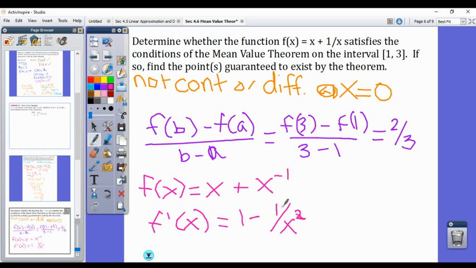Okay. So the negative 1 is going to come down, and then I'm going to subtract 1 from here, which is why I get a negative 2, and I'm going to drop that down. Okay, so what are we going to set that equal to? We're going to set that equal to 2/3.